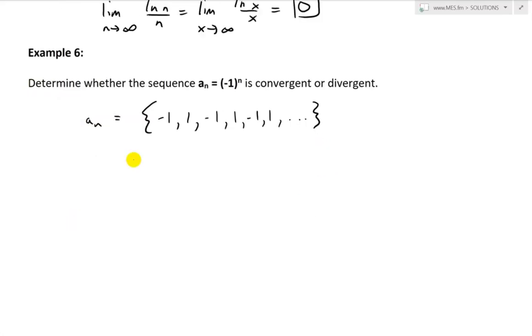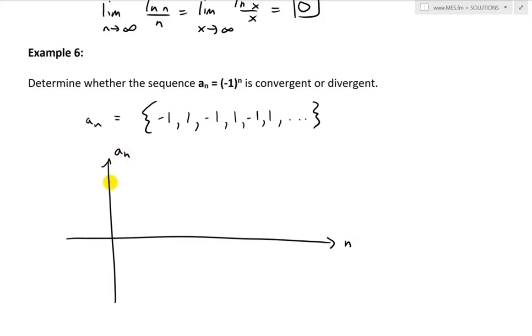So if you were to graph this out, what you end up having is something that looks like this. This is n, this is a_n, and we have a 1 and a negative 1 across here. So for 1, we have negative 1. For 2, we have positive 1. And for 3, we have negative 1. And then for 4, we have positive 1 across here, and then so on and so forth.